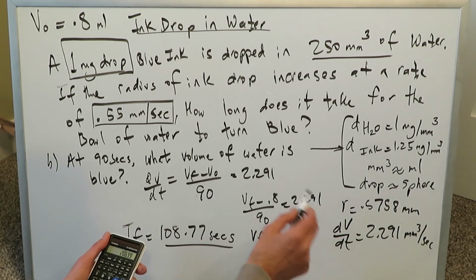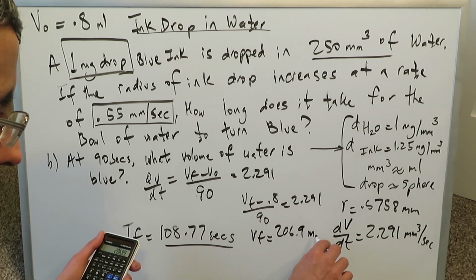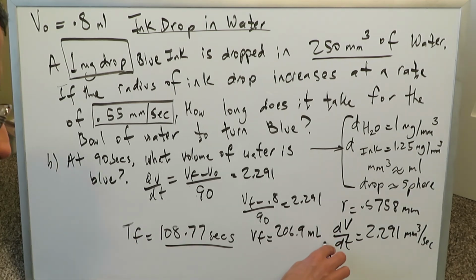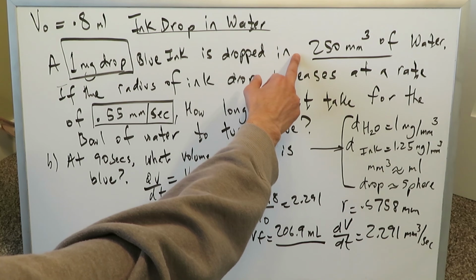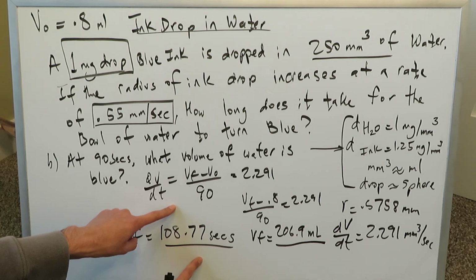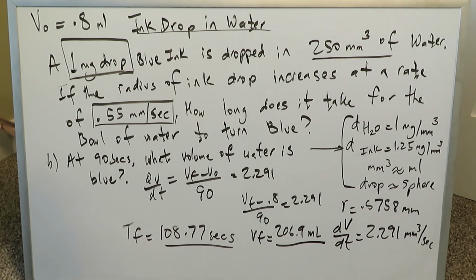Let's take that measurement. The final volume I get is 206.99. I'll just write 206.9 millimeters cubed or milliliters. And again, we seem to have a good answer over here. Think about it: if it took 108.77 seconds to turn 250 milliliters of water blue, then in just 90 seconds, which is definitely less than 108, we should be filling a value less than 250, because we're not going to reach the entire volume of that bowl of water, but we'll reach a good portion of it, and that good portion is 206.9 milliliters. So that completes question B, and you've seen the question taken from start to finish and how it played out.